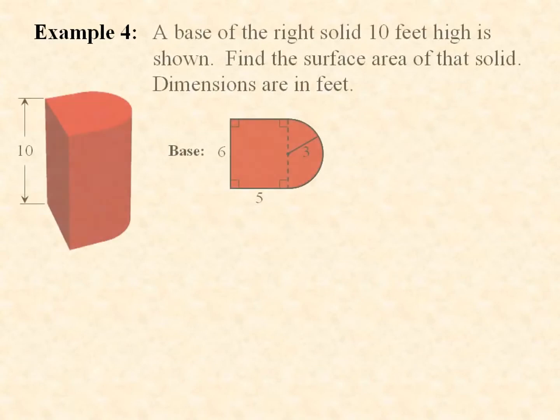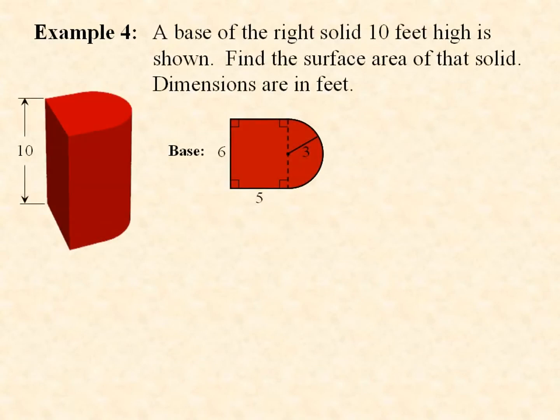Here's another example. The base of a right solid 10 feet high is shown. Find the surface area of that solid. Dimensions are in feet. Well, we have to find the lateral area and the area of the top and the bottom. And the base is one of those, the top or the bottom. It's shown here. It seems to consist of a rectangle and a semicircle.